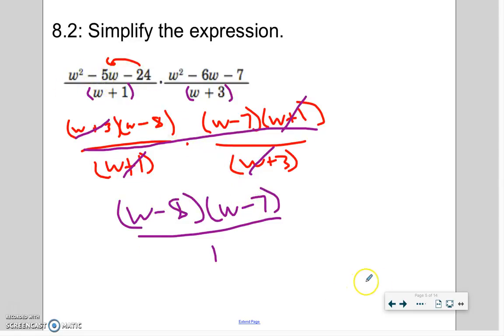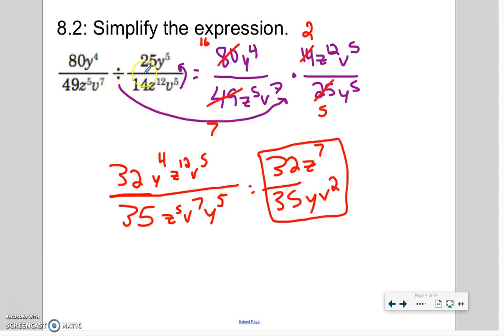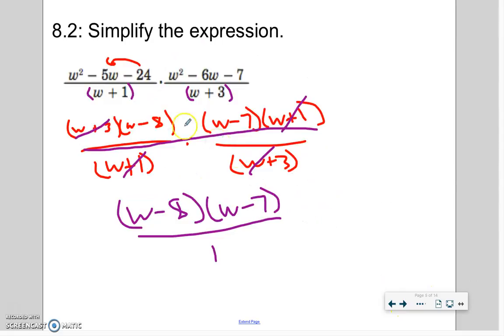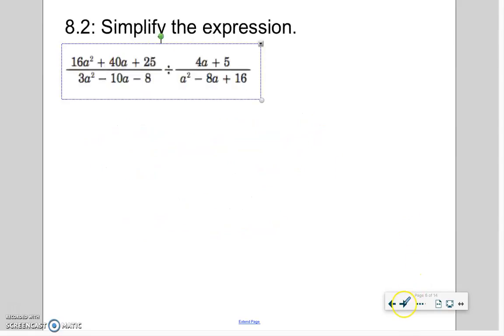So the only difference from the first problem, which was monomials, is that it's the same idea. We put things that are common together. The only difference with binomials is that they have to be exactly the same in order to cancel. So make these smaller. Never make expressions bigger. So do not FOIL when you are simplifying, when you are multiplying or dividing. The whole point of simplifying is to reduce, get it down to smallest terms.